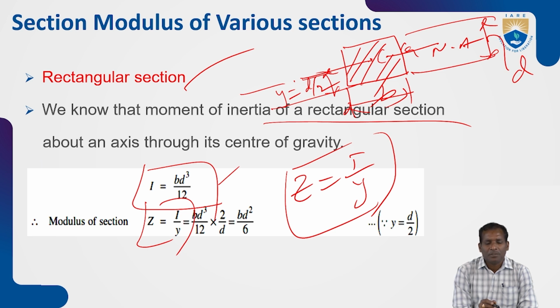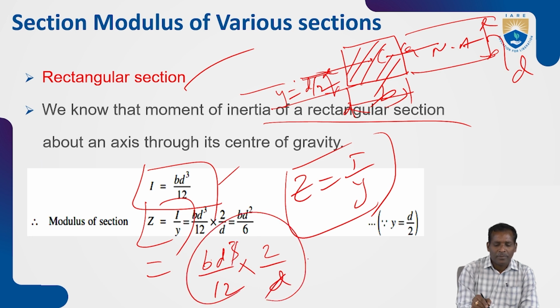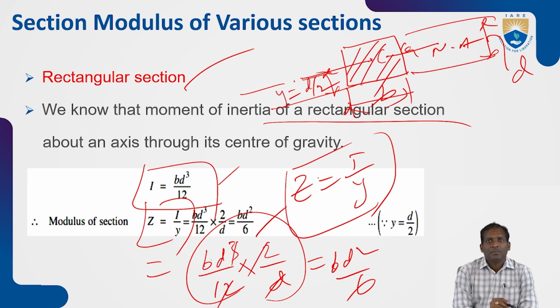Now substitute in place of y in this, the BD cubed by 12 divided by y, that is 2 by d. So BD square, so finally we will get BD square by 6. Why? Because y is equal to d by 2.